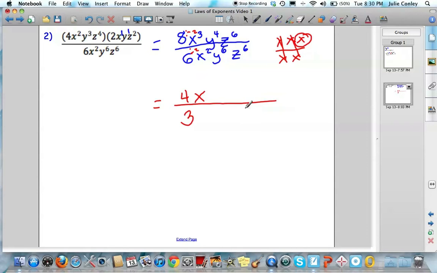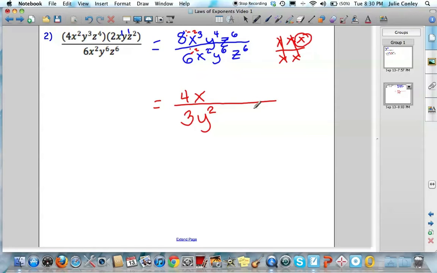Okay, so if we look at the y's, we have a y to the 4th in the numerator and a y to the 6th in the denominator. So in this case, there's more y's in the denominator. So the leftover y's are going to also be in the denominator. And 6 minus 4 is 2. So we're left with y squared in the denominator.